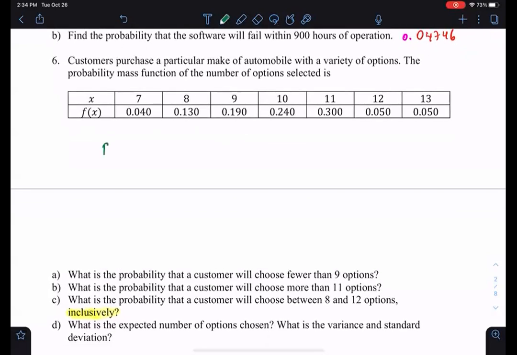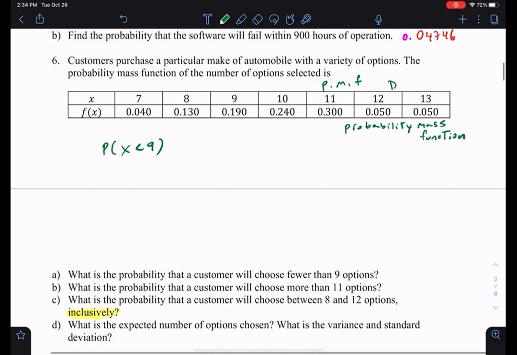So the probability of the customer choosing fewer than 9 options. Just keep in mind that this is a PMF, and PMF stands for probability mass function. And this is a discrete distribution, right?